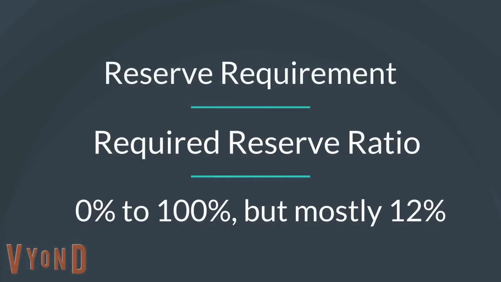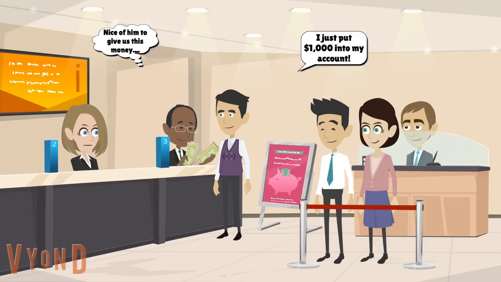So we have legal requirements of how much they have to keep in the bank. We either call that a reserve requirement or required reserve ratio. Either one of those words works. In America, they go anywhere from 0 to 100%, depending on how risky the deposit is. The riskier it is, the more of it you have to keep. But for the most part, you can just think of our reserves as being 12%. So just assume in your mind that banks have to keep 12% of whatever you put in them.